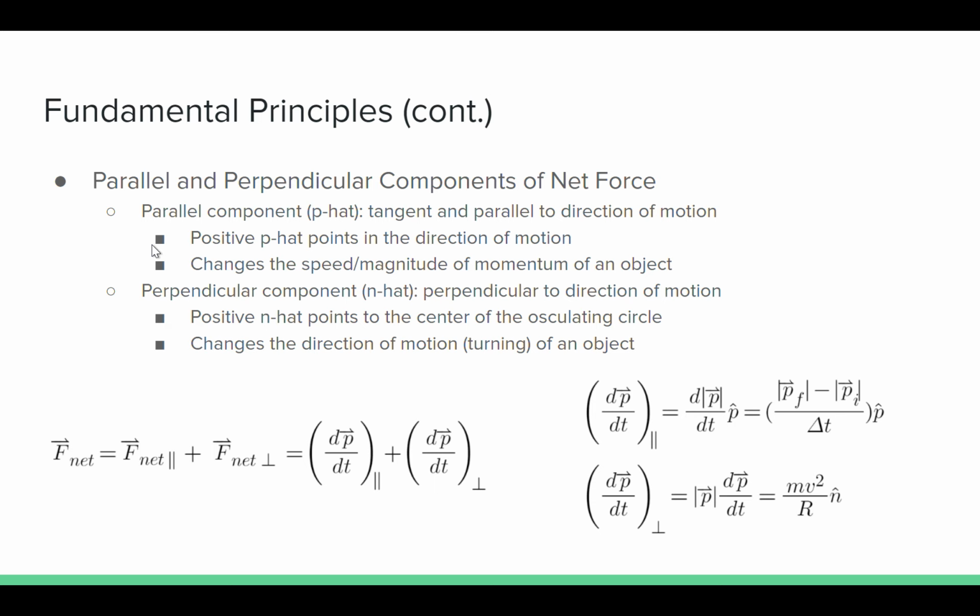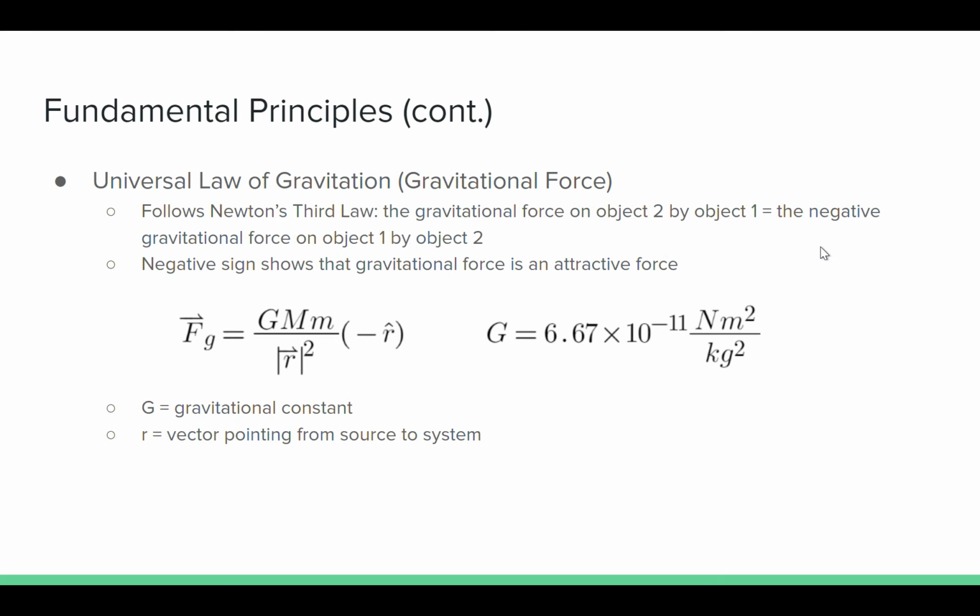The second fundamental principle involved in this lab was the parallel and perpendicular components of net force. The parallel component, or p hat, is tangent and parallel to the direction of motion. The positive p hat points in the direction of motion, and the parallel component changes the speed and magnitude of momentum of the object. The perpendicular component, or n hat, is perpendicular to the direction of motion. Positive n hat points towards the center of the osculating circle, and the perpendicular component changes the direction of motion, or the turning of an object.